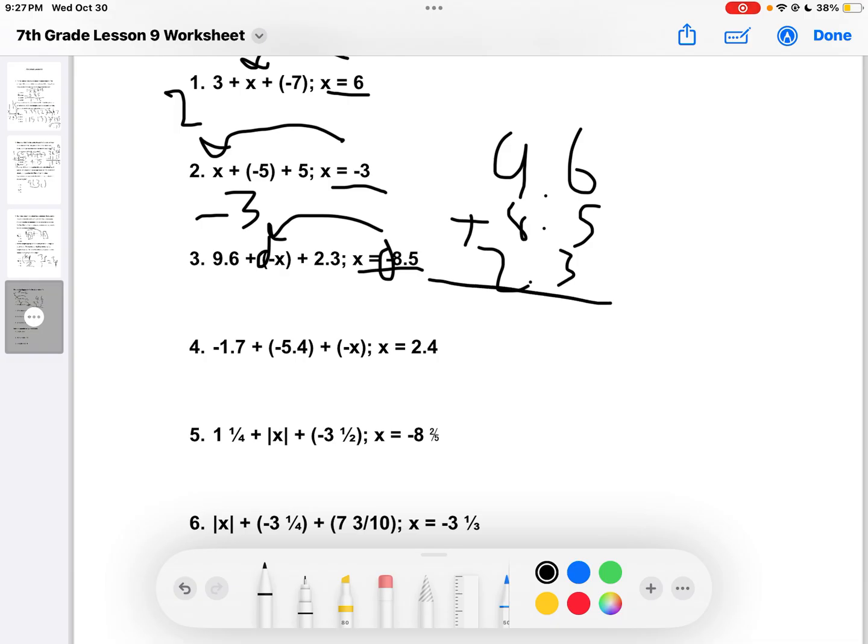6 plus 5 plus 3 is 14. So we'll add a 4, carry the 1. 9 plus 8 plus 2, 2 plus 8 is 10. 9 plus 1 is 10. So it'll be 20.4.